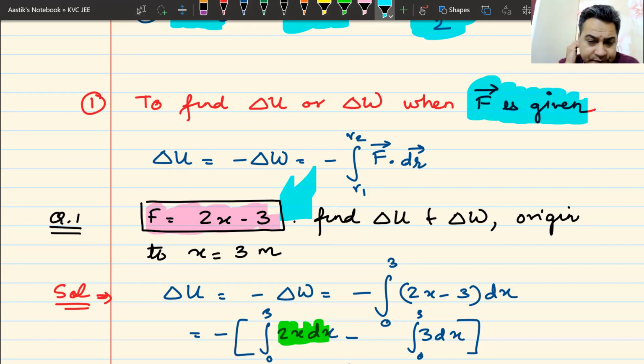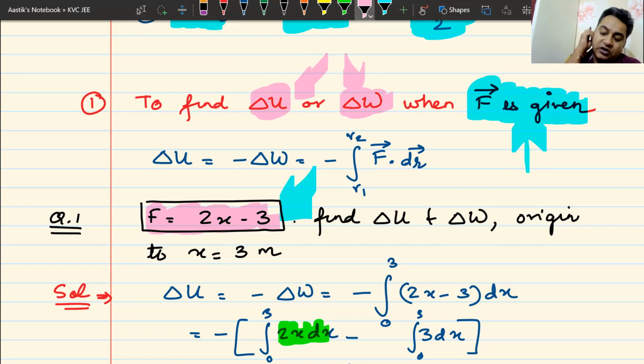You know the value of F. From there, you are calculating the value of change in internal energy or work done. Both mean the same thing, they are negative of each other. So force was given, that was the condition, and we were calculating either change in internal energy or work done. Now a question could arise, and I can ask you easily.